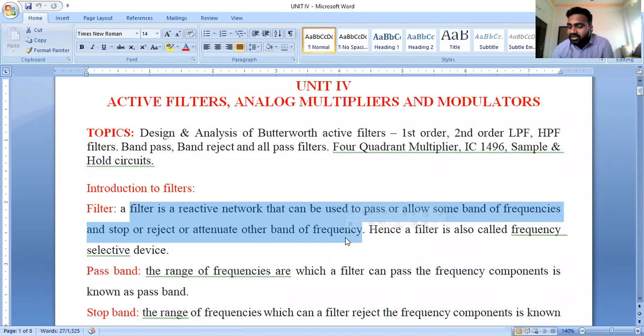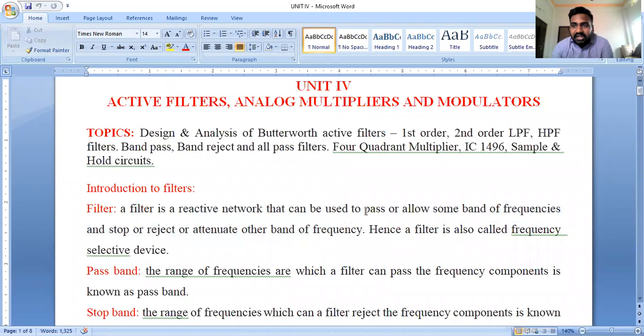So these are the various applications of filters with respect to the definition. If we see what is meant by technical terms like passband, in the definition we said it can pass, it can stop, or it can reject. So what is meant by passband? How can a filter have such a capability?